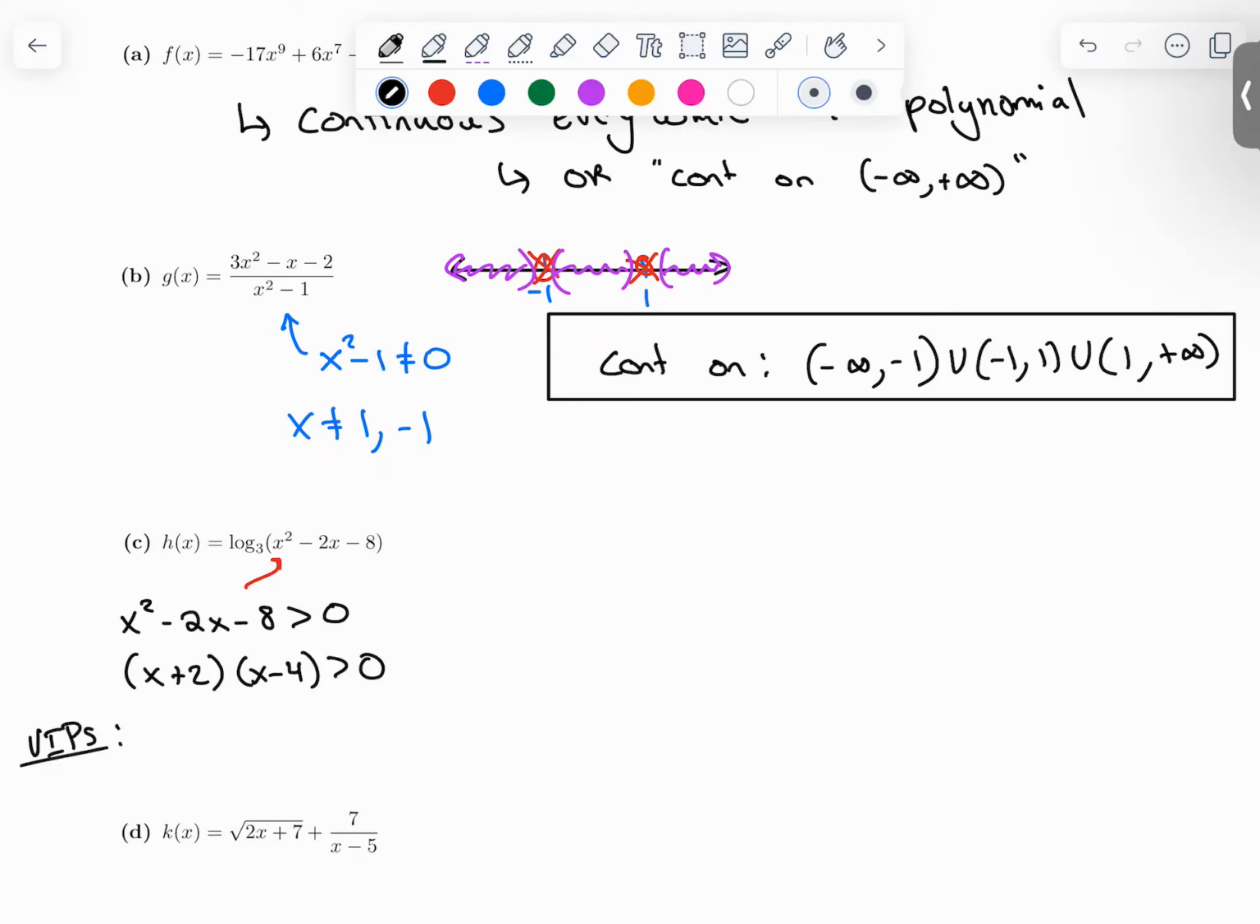That's what I call them. Technically, it's not a point, I know, but VIP has a much better ring to it than a VIV. A very important value doesn't sound nearly as cool. But a VIP is x equals -2 and +4. Those are the things you're going to plot on your number line. So -2 and 4.